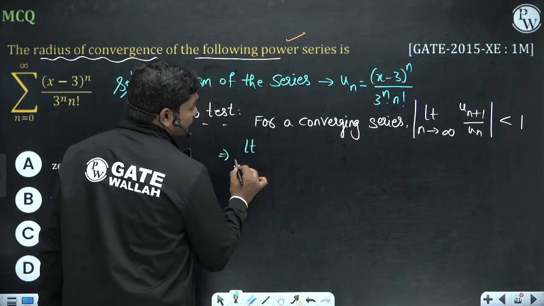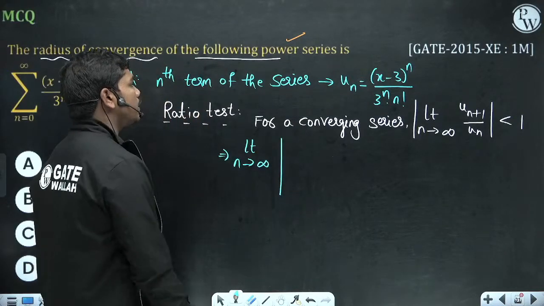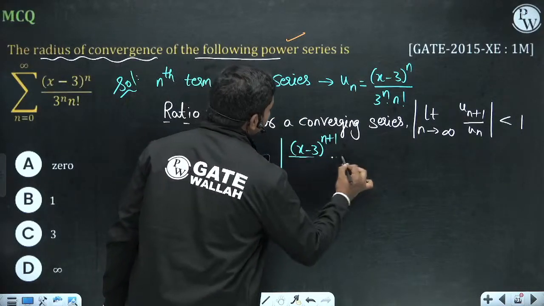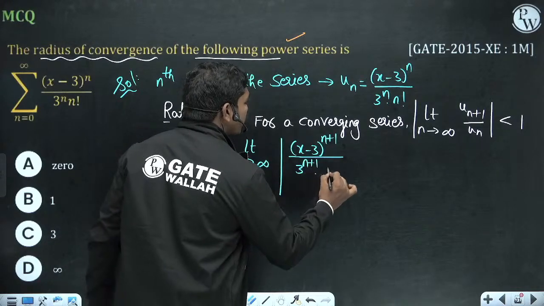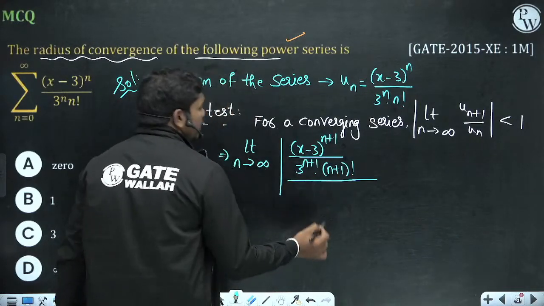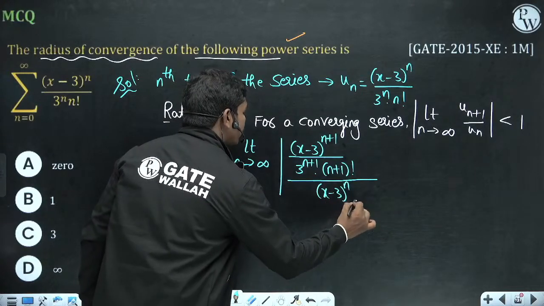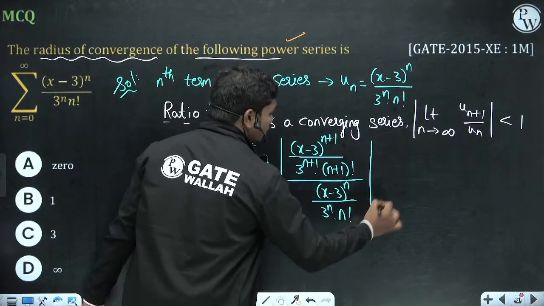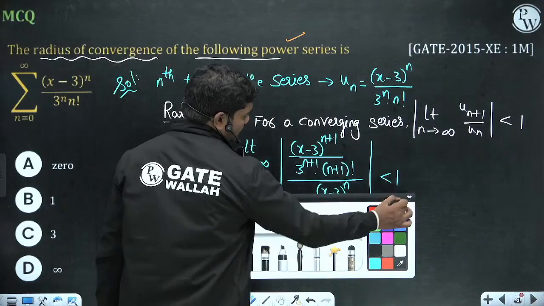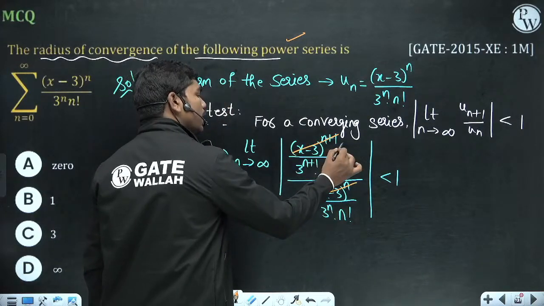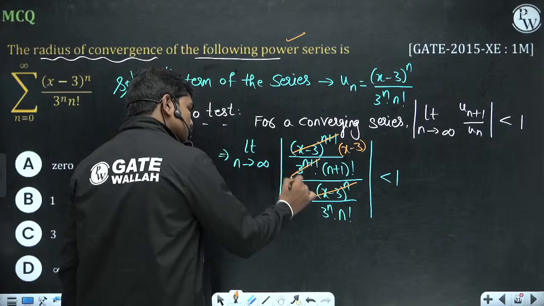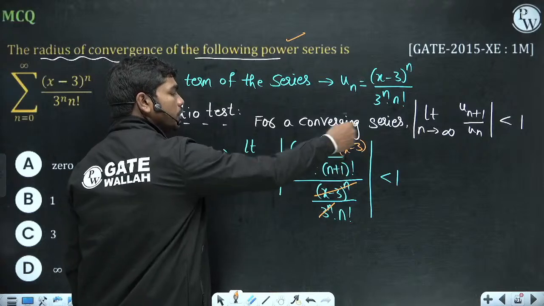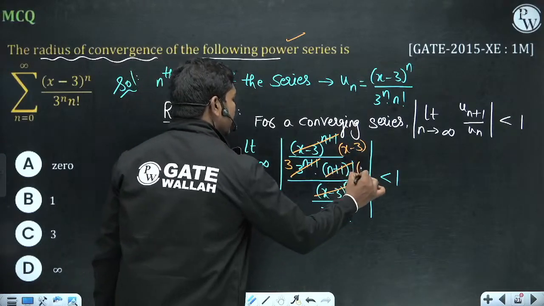Now this implies the limit as n tends to infinity of un plus 1 by un. So what will be un plus 1? Un is this, so un plus 1 will be (x minus 3) whole power n plus 1 by 3 power n plus 1 into n plus 1 factorial, divided by un, which is (x minus 3) whole power n divided by 3 power n into n factorial. So if we calculate this limit, its value should be less than 1, right? Now (x minus 3) power n can cancel one time, leaving x minus 3. The 3 power n plus 1 and 3 power n cancel, leaving a 3. N plus 1 factorial can be written as n plus 1 into n factorial, so n factorial cancels.